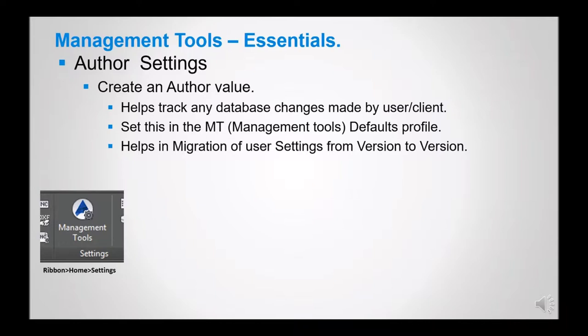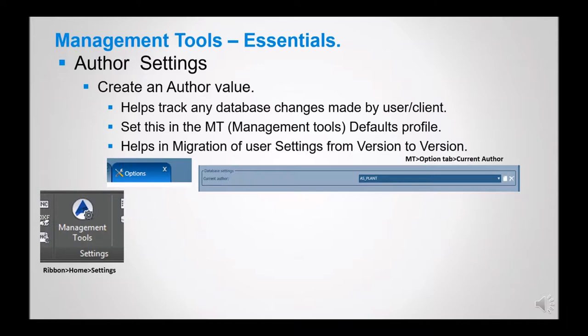So as I said previously, it is found on the ribbon home tab under the settings panel. You should see a big button there that says management tools. If you select that button, it should open the main dialog to the management tools, and there you'll find an options button, which if you press will open the options tab, and under there you should see a line that says current author. In there, there is an option for you to create your own. It's the button on the right hand side.